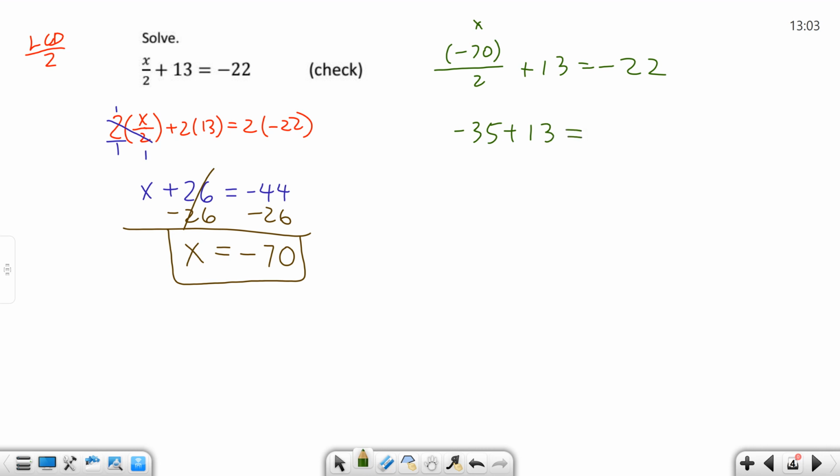So let's keep simplifying this side. Negative 35 plus 13. Subtract them. 35 minus 13 is 22. The sign of the larger is negative. And then on the other side, there's nothing to do. Just bring down the negative 22. Does negative 22 equal negative 22? Check. It's good. It's good.